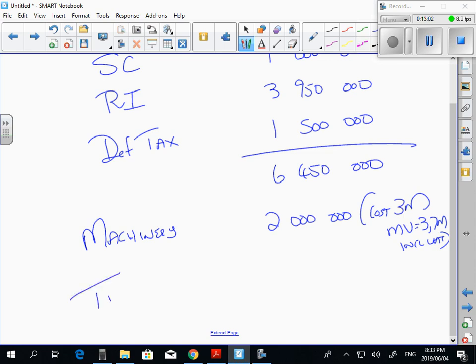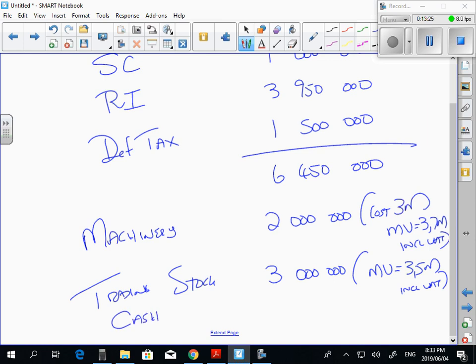And let's have trading stock at 3 million. And let's make market value equal to 3.5 million, including VAT. Okay. And let's just make cash the balance. So cash should be 1,450,000.